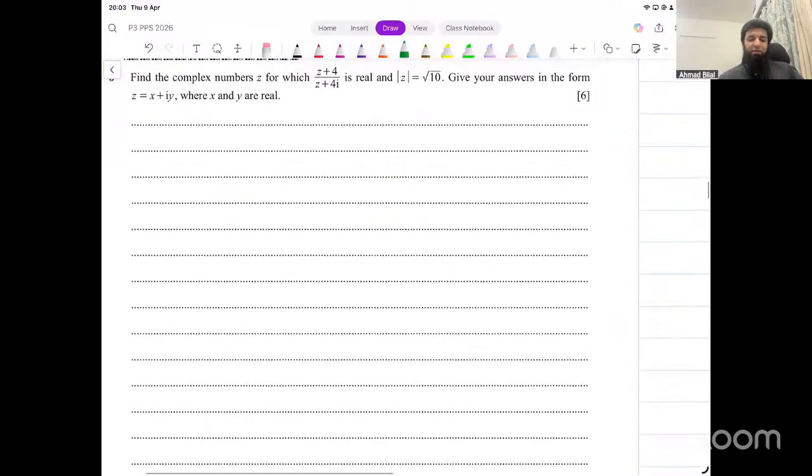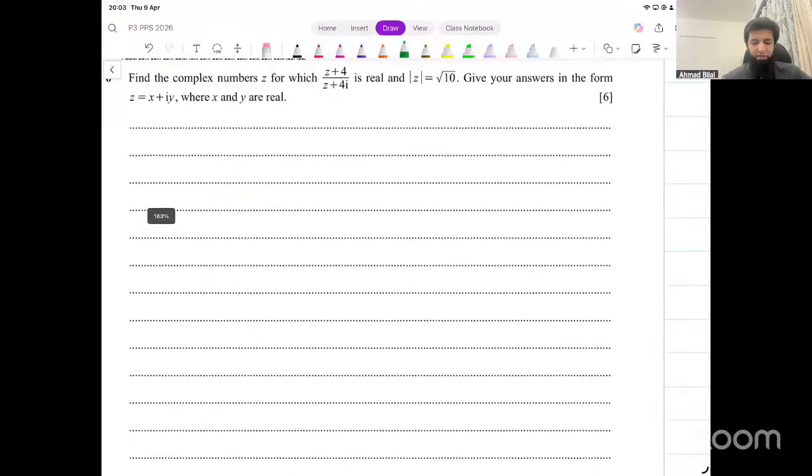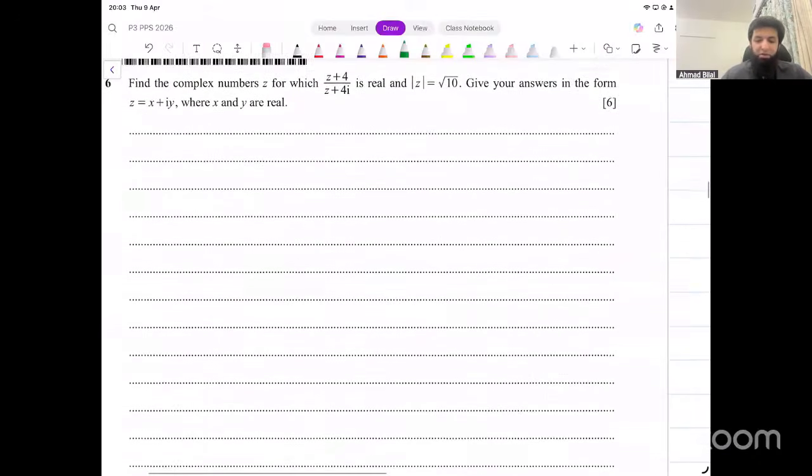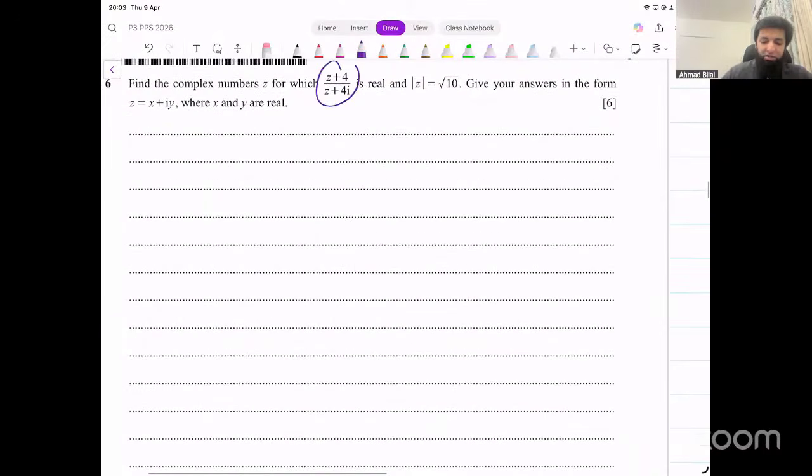Question number 6. Now we've got complex numbers again, but it's very similar to another question that we did, I think, in the previous class as well. It's very similar to that. We have a fraction, and they're saying this fraction is real. That means the imaginary part of this fraction is supposed to be 0.